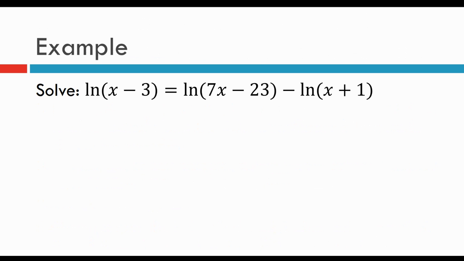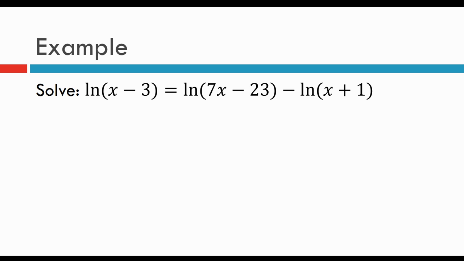So let's take a look at this example. It says solve the natural log of x minus 3 equals natural log of 7x minus 23 minus the natural log of x plus 1. So right now it doesn't quite fit the form that the last slide told us, because I want to have a single log on either side of the equation.